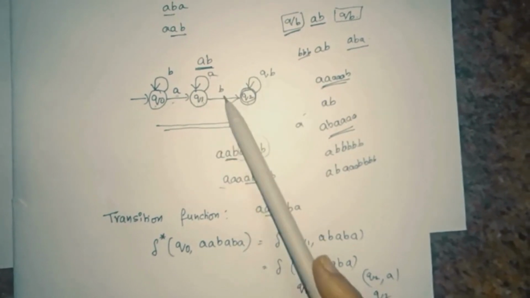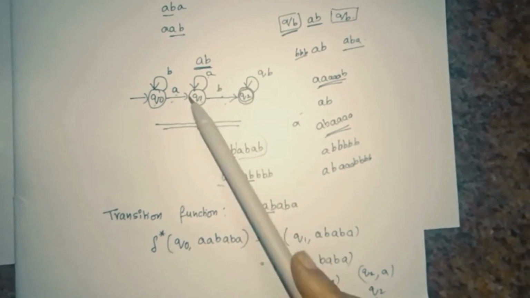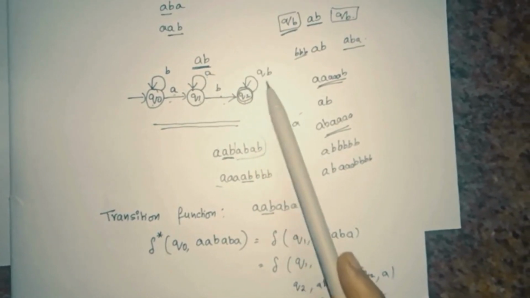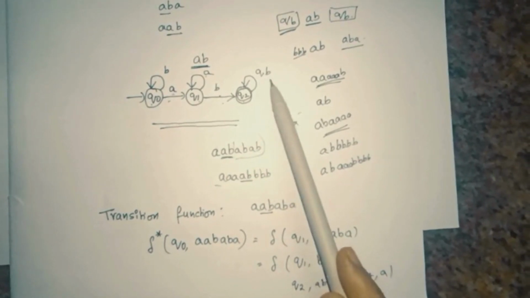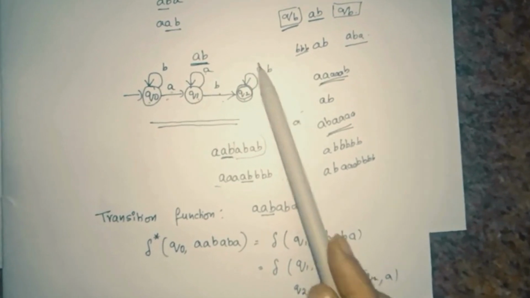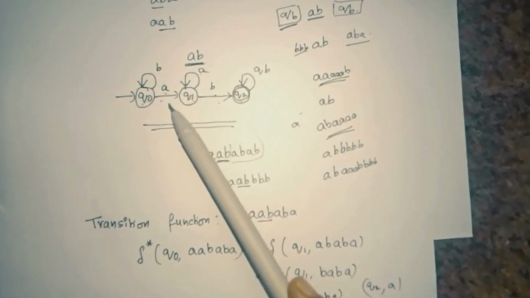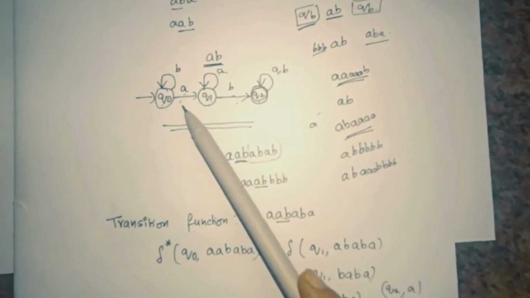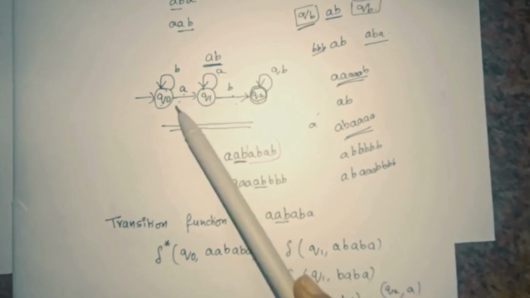Now Q1 has a transition with A and B. Now Q2. After AB we can have any number of A's and B's, so we can put a self loop on Q2 with A and B as transitions. So this is the deterministic finite automaton for strings having AB as a substring.